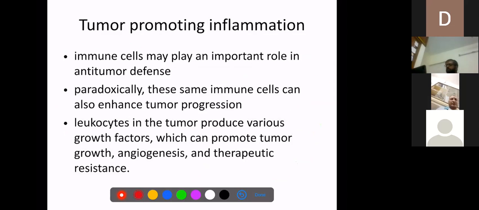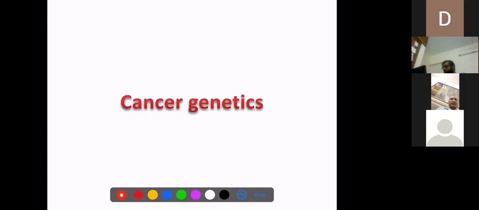Tumor promoting inflammation, I told you in necrosis itself. When there is inflammation, even though the immune cells try to destroy the tumor cells, paradoxically sometimes the same immune cells can also enhance tumor progression. We have seen this already. Leukocytes produce various growth factors which can promote tumor growth, angiogenesis, and therapeutic resistance. This we have seen already.